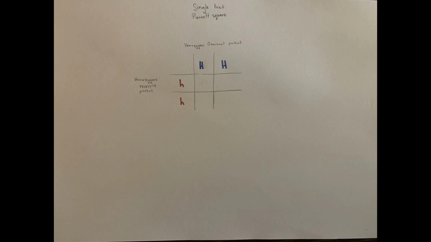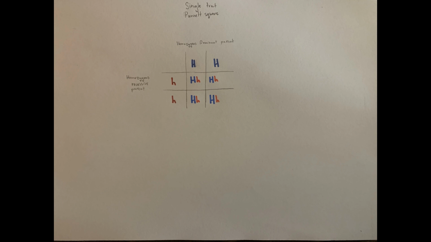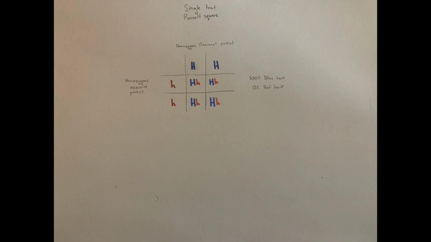In a single trait Punnett square, if there were to be a homozygous parent with blue hair and a homozygous parent with red hair, and blue was the dominant allele, in this case, all the blue alleles would be dominant over the red alleles, and all the offspring will have blue hair as phenotype. However, in the genotype, there will still be a hidden allele for red hair.